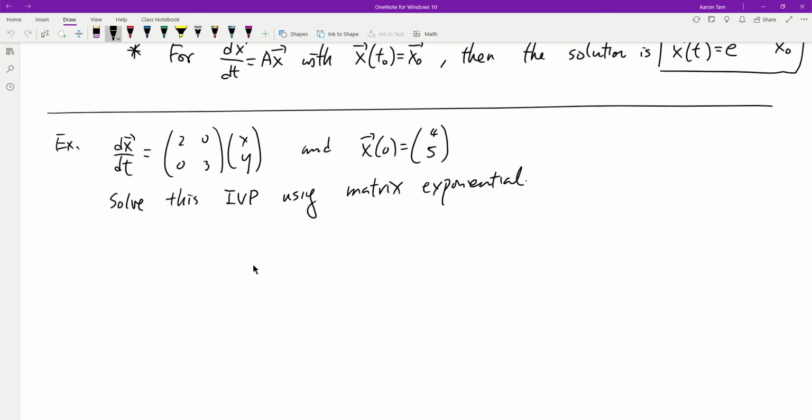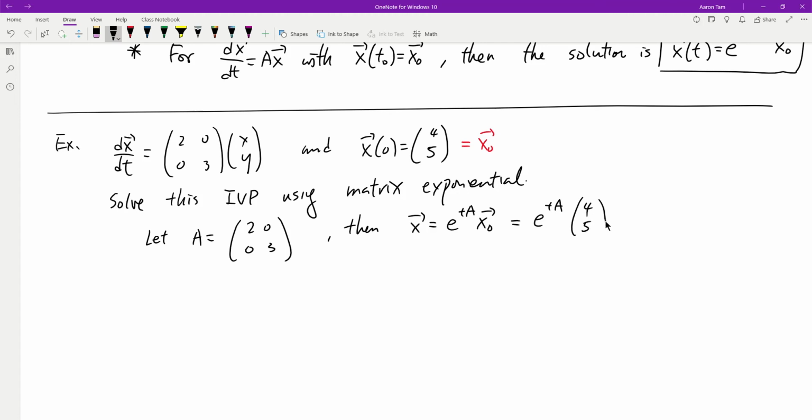All right. It's actually pretty simple because we know the solution to this differential equation using the matrix exponential is the following. We basically just let A equal the matrix 2, 0, 0, 3. Then we know the solution must be e to the tA times the vector x sub 0, which in this case is right here. Therefore, this just equals e to the tA multiplied by 4, 5. The question obviously would be to figure out what this is.